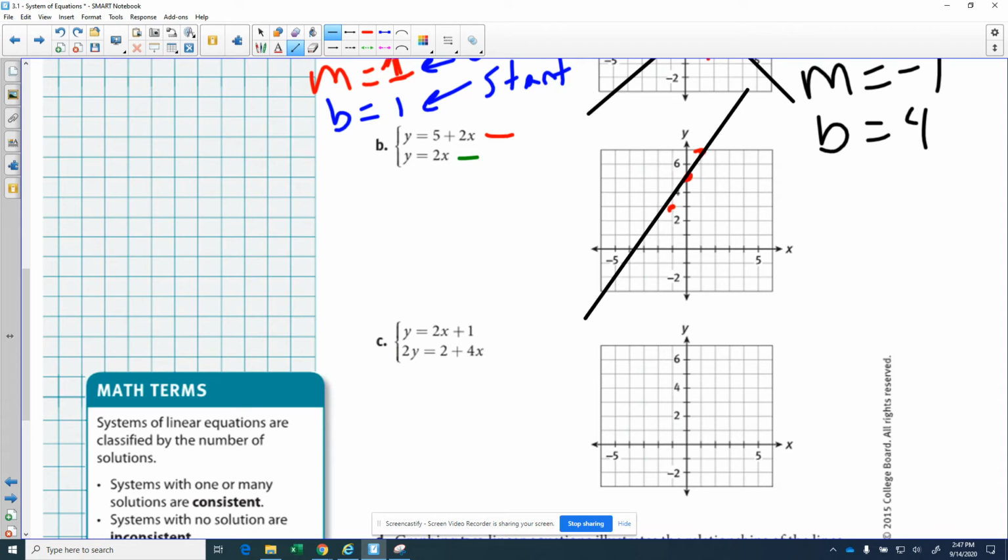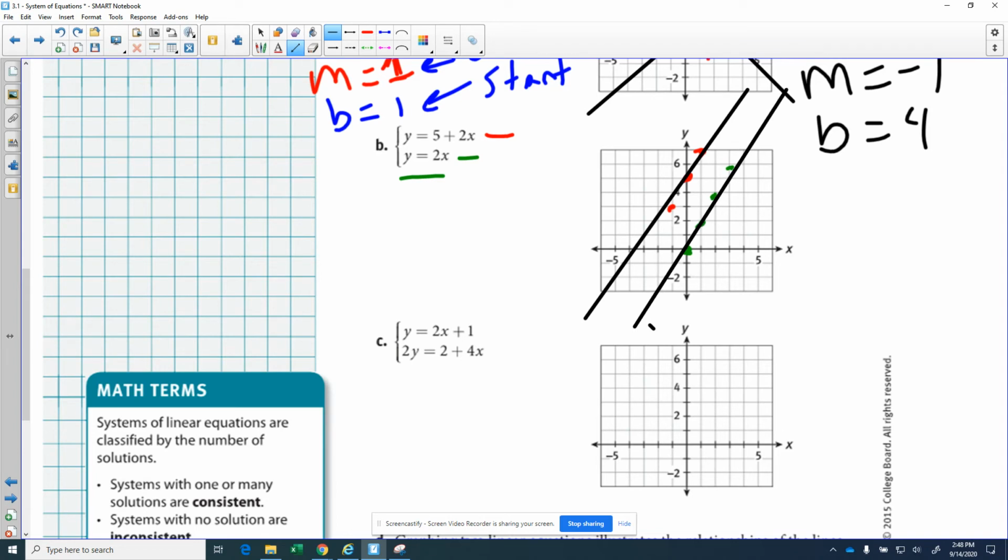In green, if you think about the equation next to the green line, y equals 2x doesn't really have a starting point, so we assume it's 0. The value next to my x is a 2, so I go up 2 over 1, up 2 over 1, up 2 over 1, and I get a graph that looks like so. Let me fix that a little bit. That looks good.